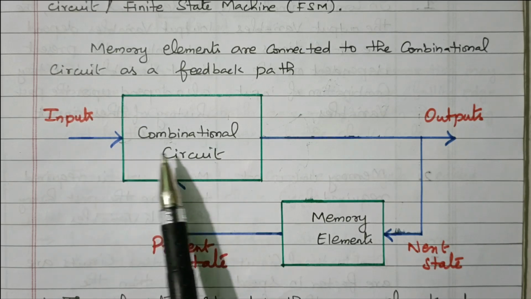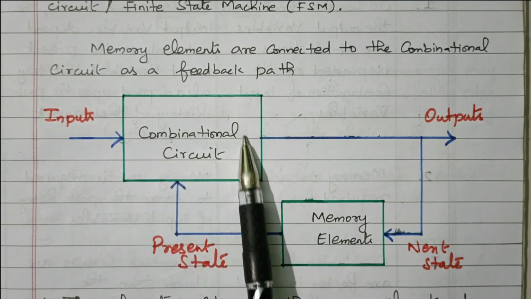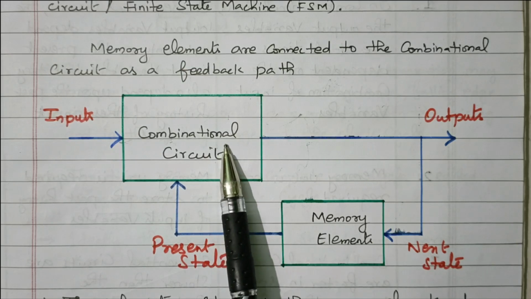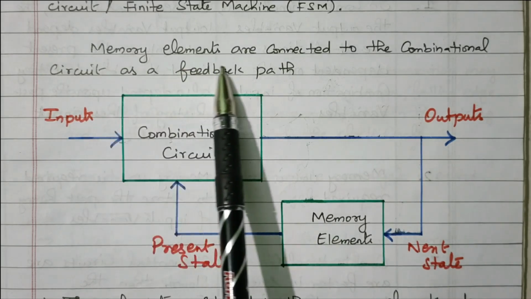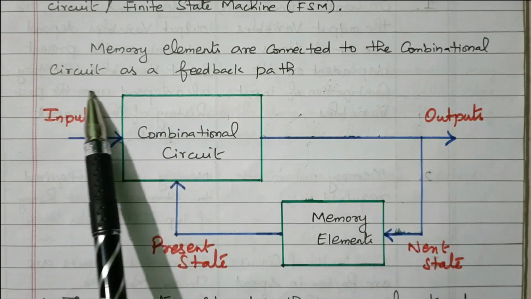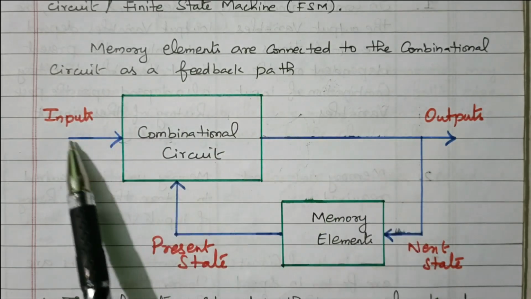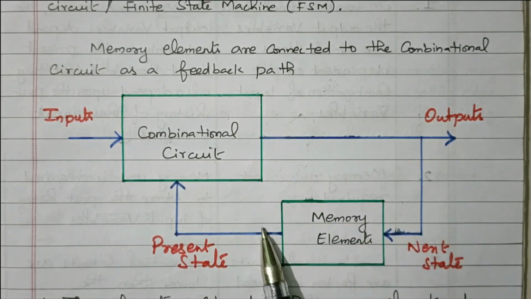If the input is given, it will give the output. It will not store any data. That is a combinational circuit. Based on the combinational logic diagram, it will produce the output. When a memory element is connected as a feedback, it is called a sequential circuit. Memory elements are connected to the combinational circuit as a feedback path, right? So this is the input, combinational circuit, output, and memory is connected.